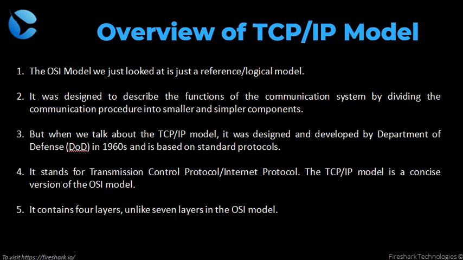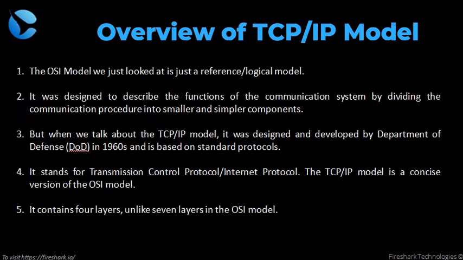The OSI model which we just looked at was just a reference or logical model. It was designed to describe the functions of a communication system by dividing the communication procedure into smaller and simpler components. But the TCP/IP model was designed and developed by the Department of Defense (DoD) in the 1960s, and it is based on standard protocols. It stands for Transmission Control Protocol, Internet Protocol.